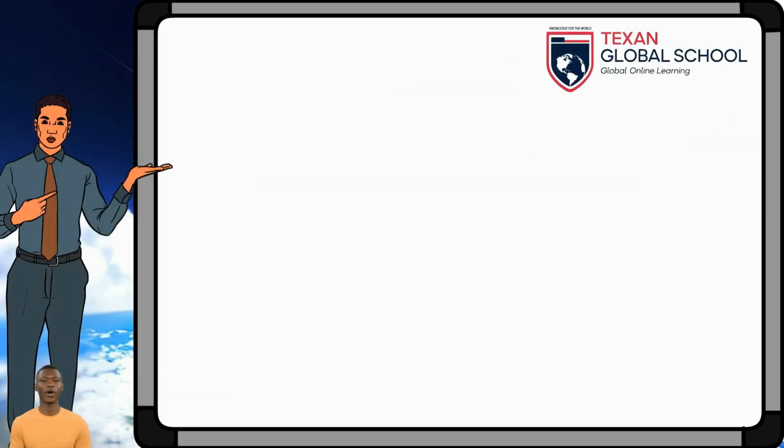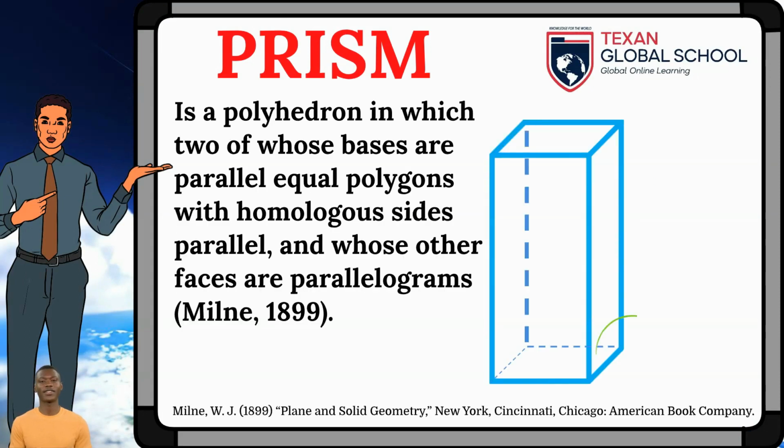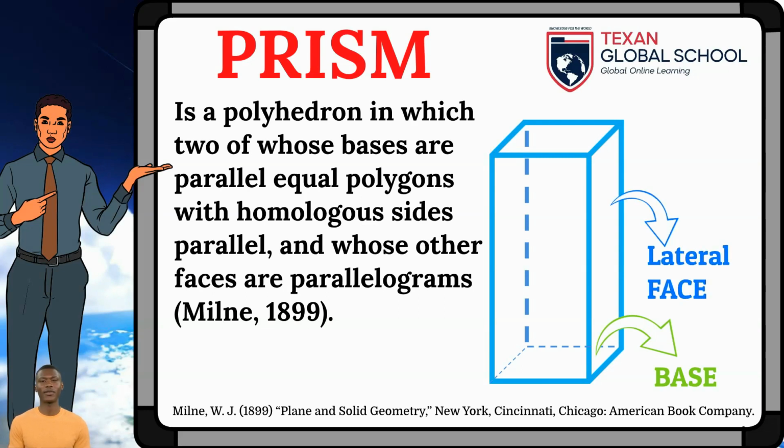A prism is a polyhedron, two of whose faces, called bases, are equal parallel polygons, have their homologous sides parallel, and whose other faces are parallelograms. The two faces are called bases, the other lateral faces. The intersections of the faces are edges. The lateral edges of a prism are parallel and equal.